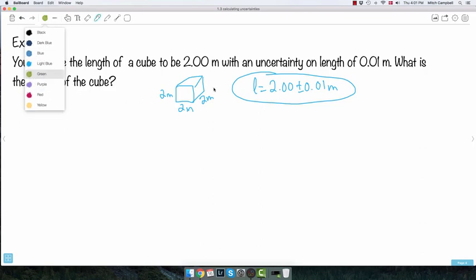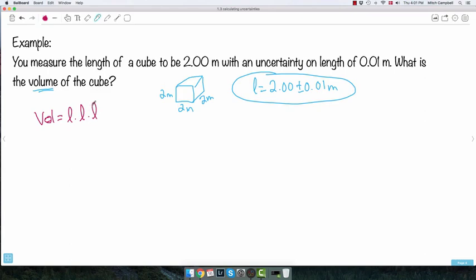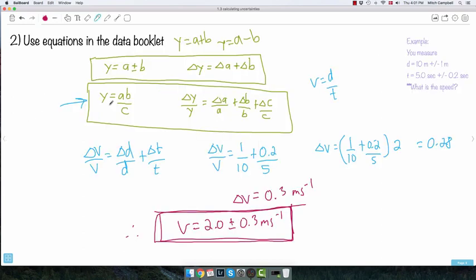So what we're going to do is get an equation for the volume. The volume is going to be the length times the length times the length, or length cubed, right? But I'm just going to split it up so you can see it more obviously. I'm going to use rule number 2 here. This y equals AB over C is just delta y over y plus delta of all the things divided by themselves, and add them together.